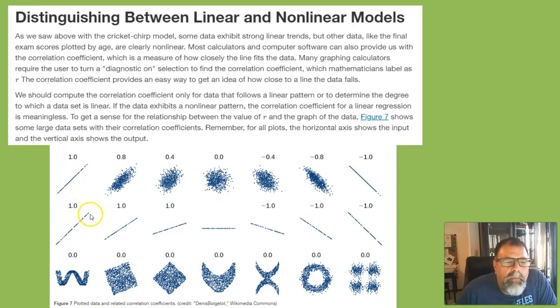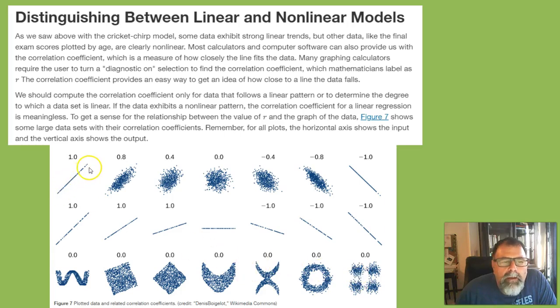This one, same thing, 1.8, and you see it's kind of spread around. 0.4, it's kind of more of a blob. 0, it's just all over the place. So basically, if you have 0, 0 is going to be nonlinear, right?